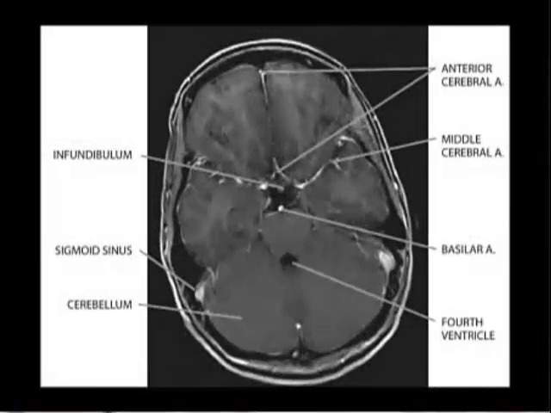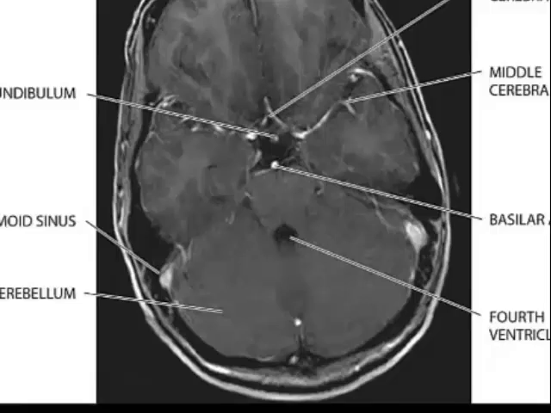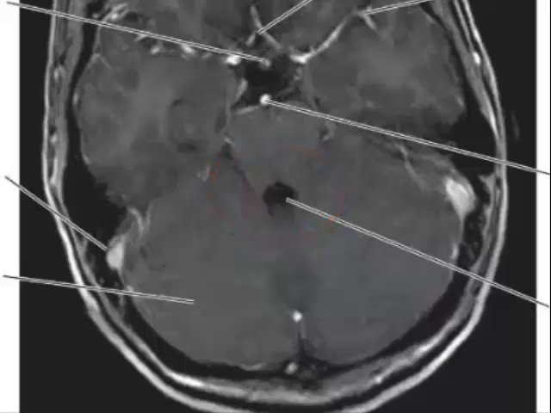This image is provided to demonstrate the presentation of the fourth ventricle on axial images. Again, this is a T1 weighted MR image, and the fourth ventricle is visible posterior to the pons. There are other labeled structures in this image that you'll want to study, so again, you may want to pause the video here and work your way around this image.